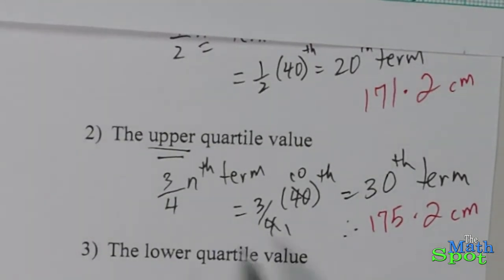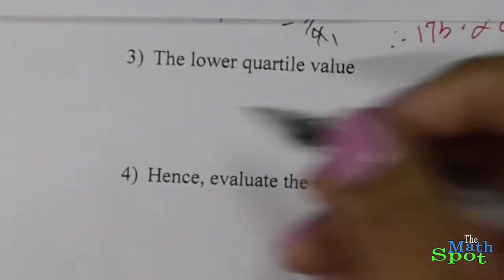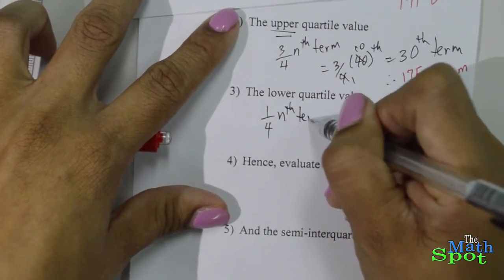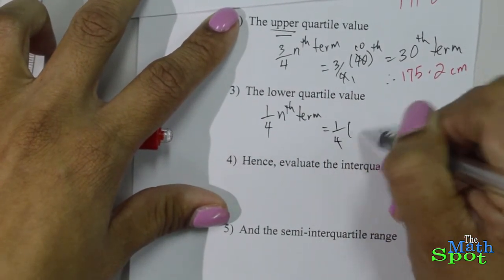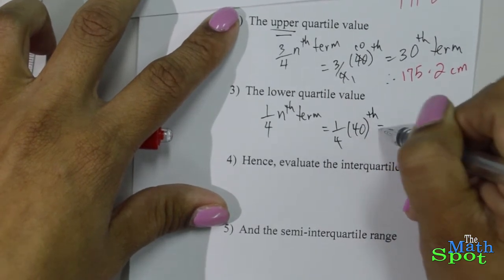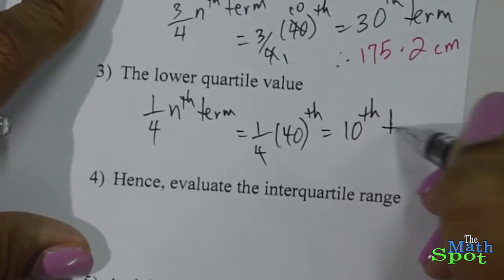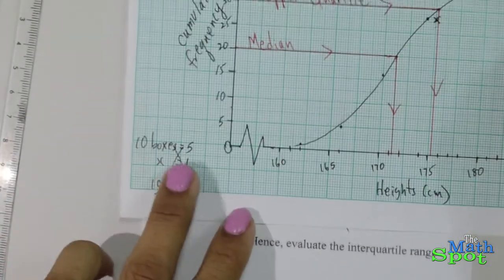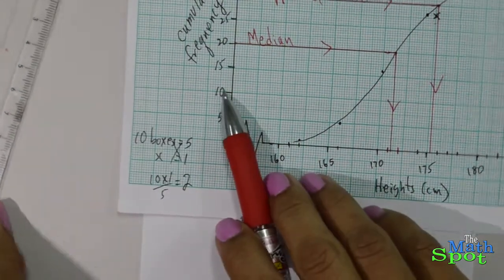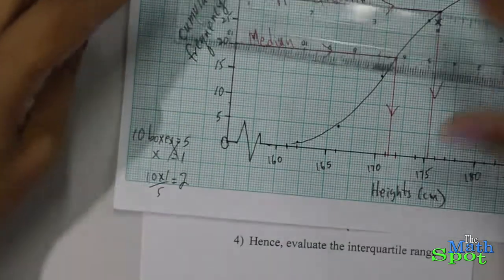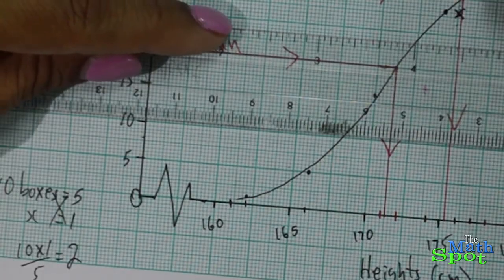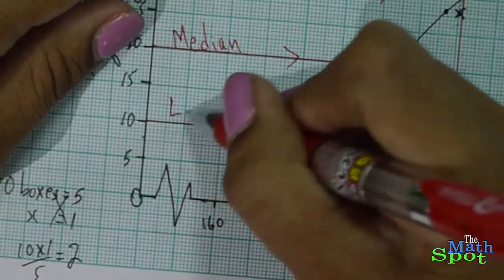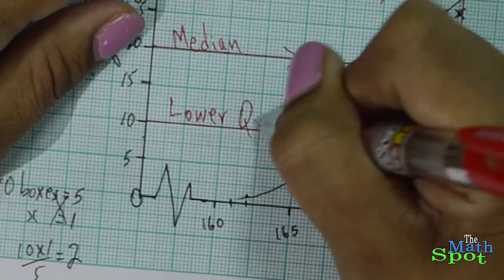The next value we want to calculate is our lower quartile value. And this one happens to take the shape 1/4 nth term. So 1/4 of the total frequency, 1/4 of 40 gives us 10. So it's a 10th term is our lower quartile value. Going back to our graph, the 10th term, locate 10, cumulative frequency, we have it there. And using our rulers again, we draw that line, a solid line again to help you. And label that lower quartile.